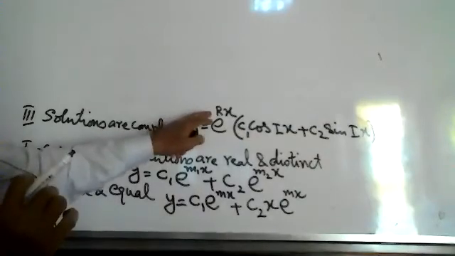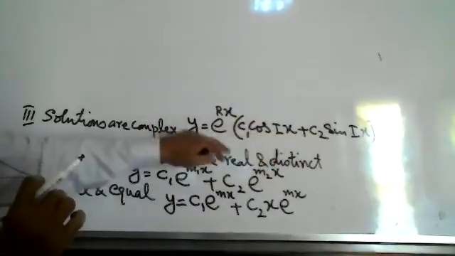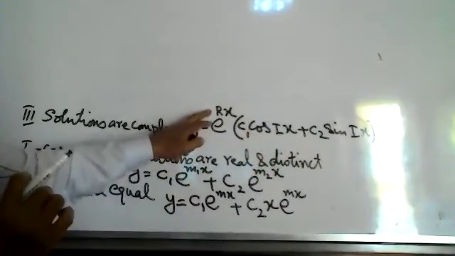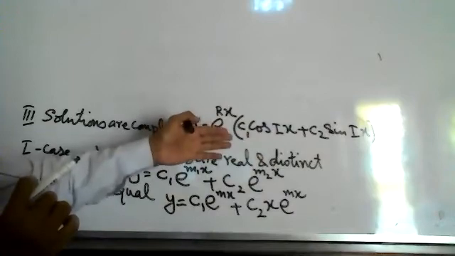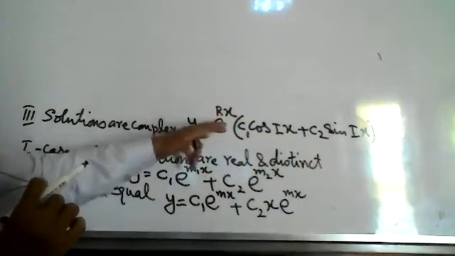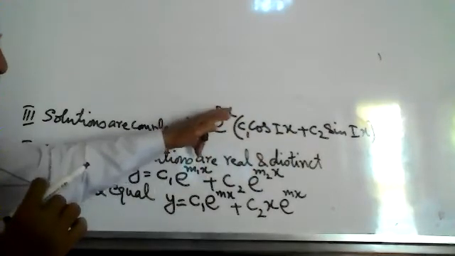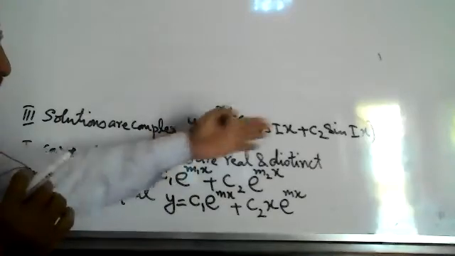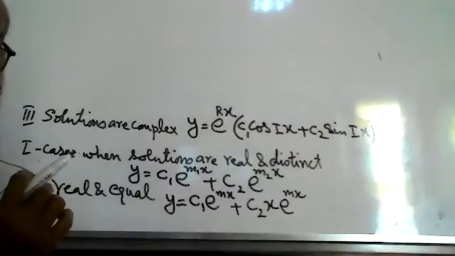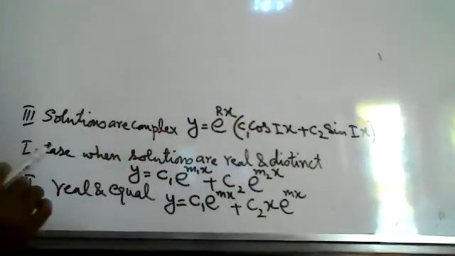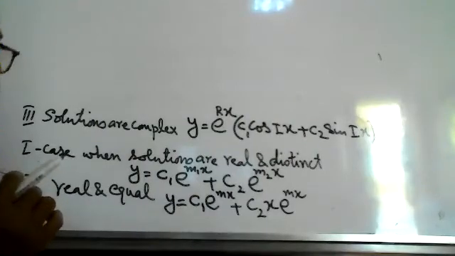If there is no real part, only the imaginary part, then that part will be removed. No need to write e raised to power rx, since r is zero, and e raised to power 0 will be 1. There must be the imaginary part, otherwise it will not be complex. The real part may be absent, but the imaginary part must be there.